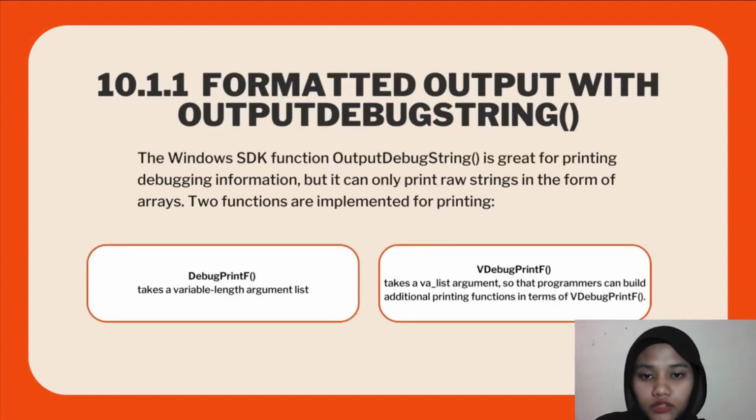Here are the two functions for outputting a debug string. The first one is debug printf, which takes a variable length argument list, and the next one is vdebug printf, which takes a va_list argument so that programmers can build additional printing functions in terms of vdebug printf.